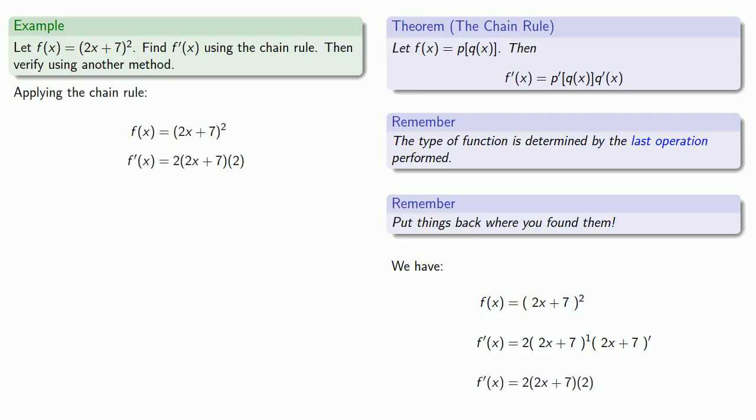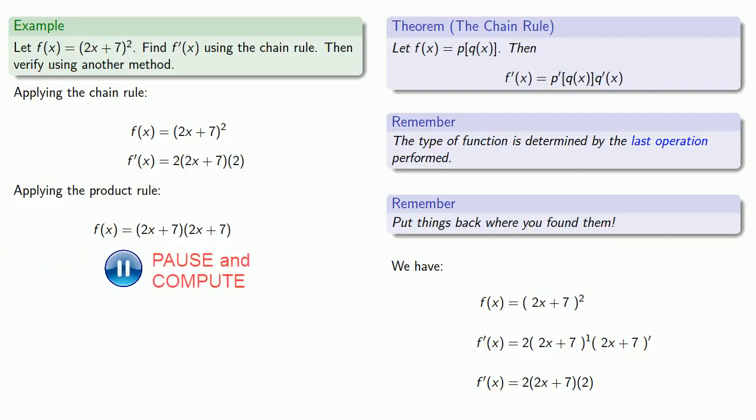Now it'd be great if this were the actual derivative, but let's check by finding the derivative using another method. And here we might use some algebra and note that (2x plus 7) squared is the same as (2x plus 7) times (2x plus 7). And this is a product, so we'll apply the product rule and find the derivative. But this is different from the form that we got using the chain rule, so we'll have to do some algebra to see if they are really the same thing.